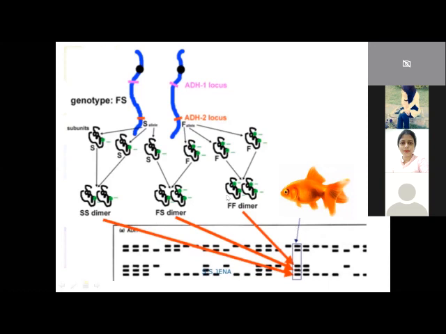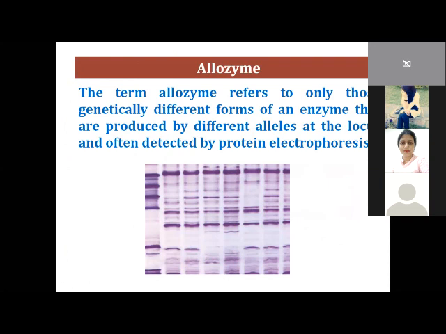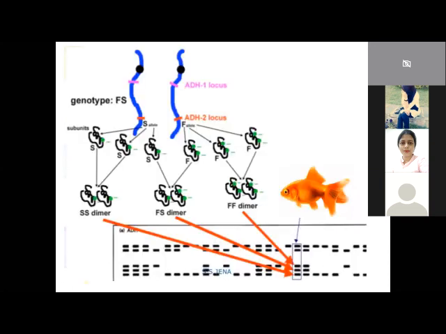A protein extract of the protein sample has been taken, or the blood sample or any tissue sample, body fluid, and it was separated by electrophoresis. Then what did we find? We found that one fish or one individual has the band for the FF dimer, the band for the FS dimer, and the band for the SS dimer.